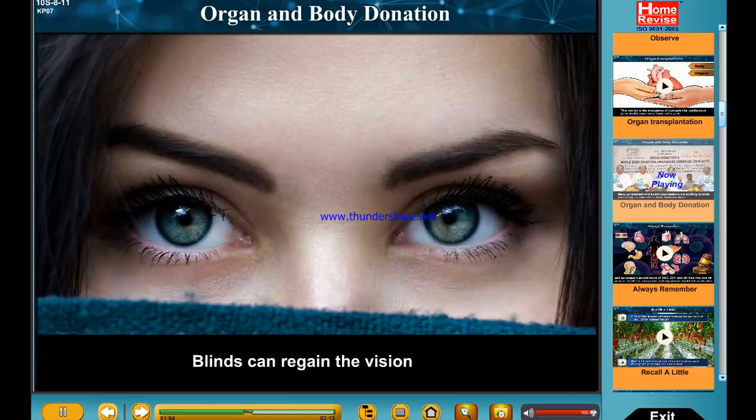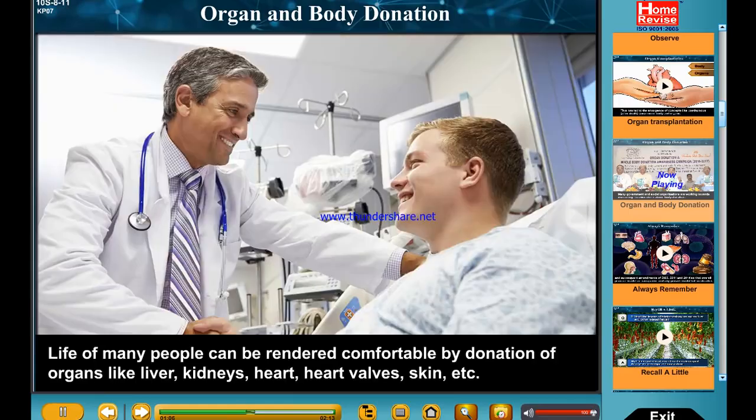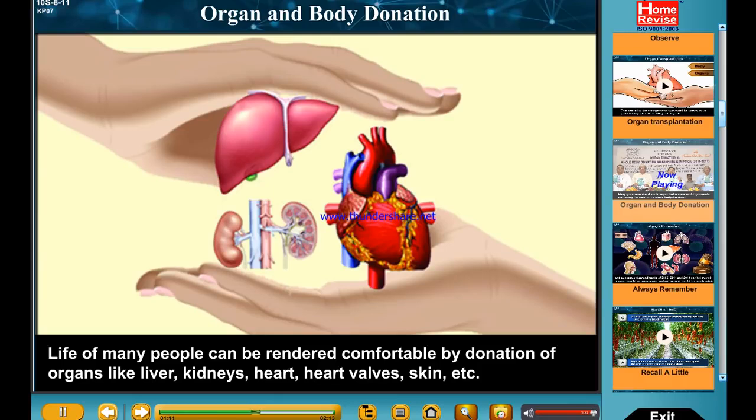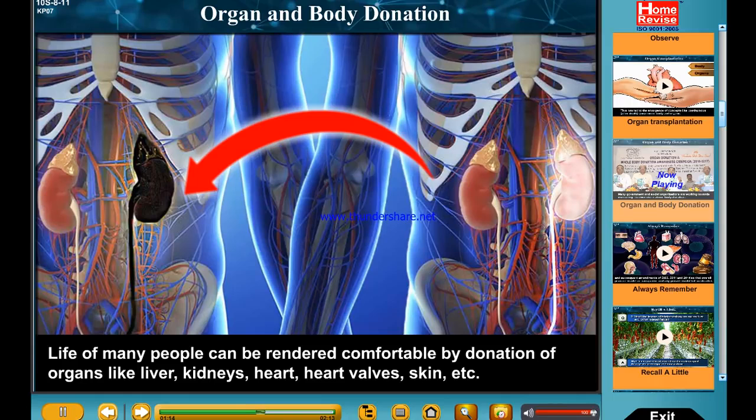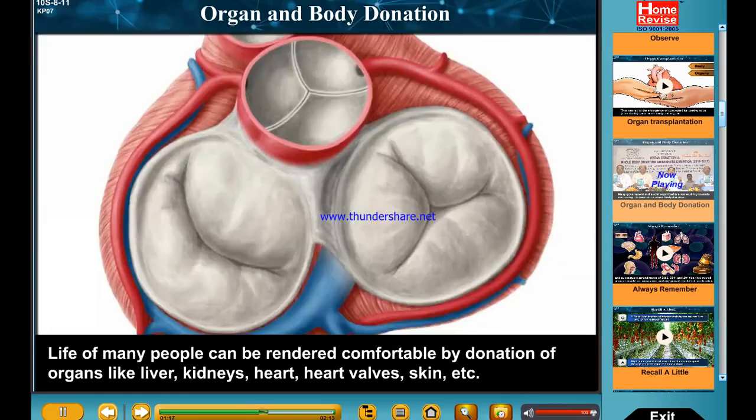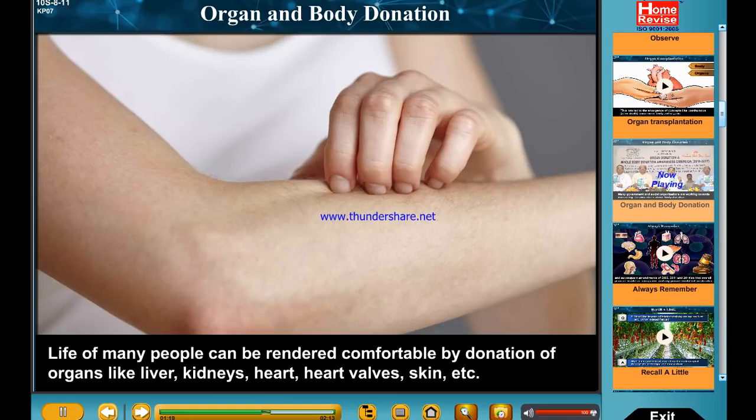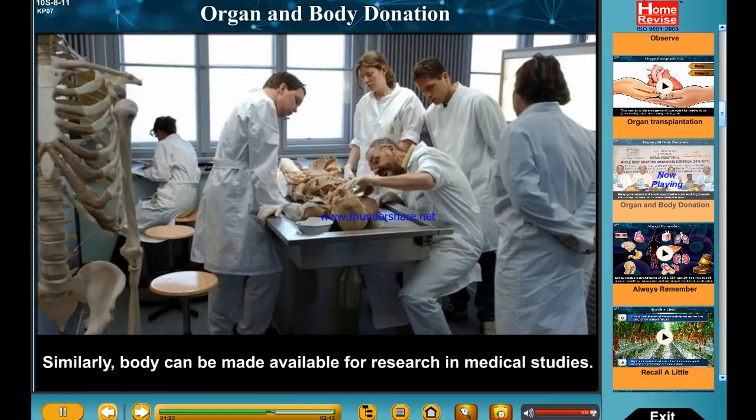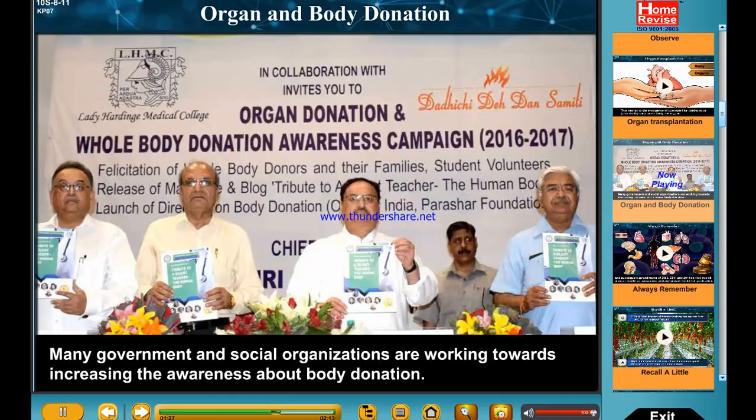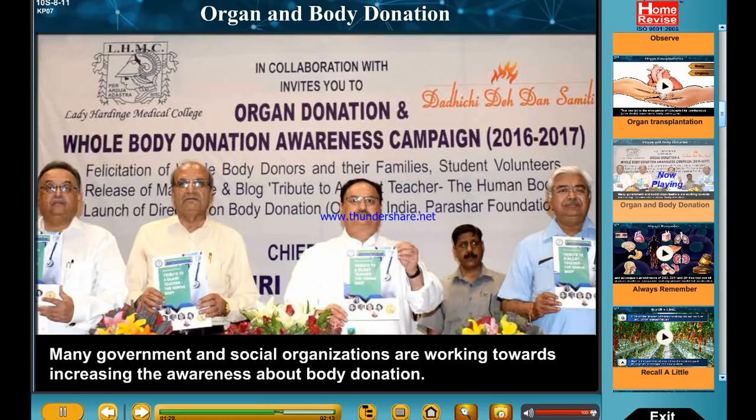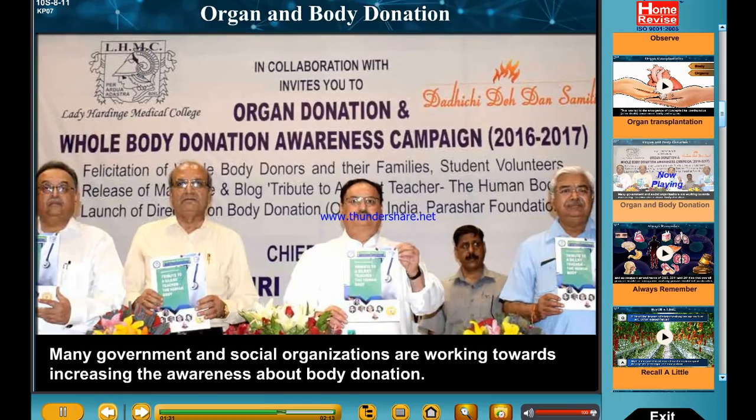Blind people can regain vision. Life of many people can be rendered comfortable by donation of organs like liver, kidneys, heart valves, skin, etc. Similarly, the body can be made available for research in medical studies. Many government and social organizations are working towards increasing awareness about body donation.